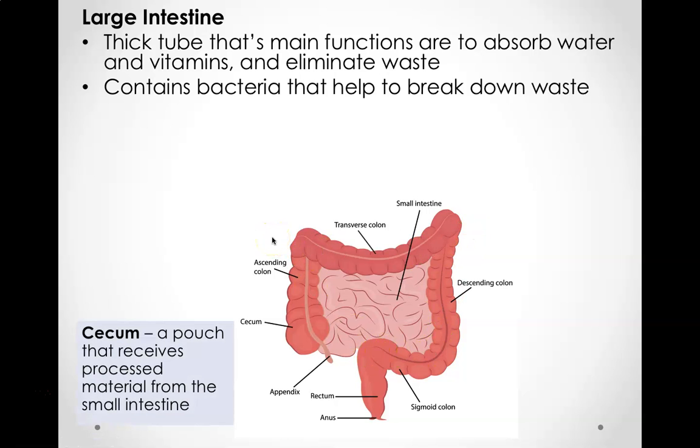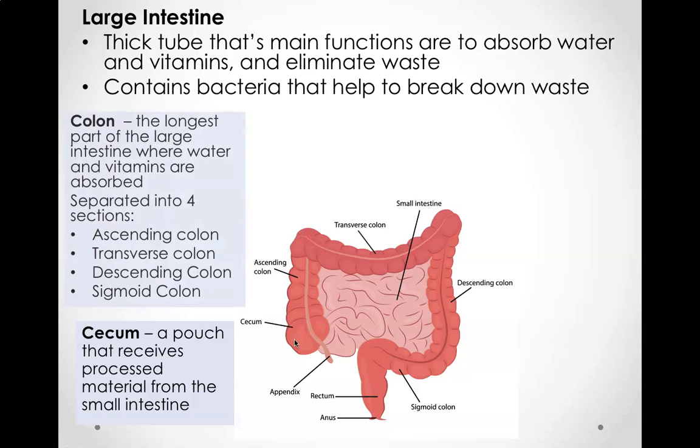So let's go over the sequence that food will travel in your large intestine. First we have the cecum, this pouch here, and that's actually the connecting point. It's kind of hard to see in this picture, but that would be the connecting point from the ileum of the small intestine. It comes into here. So this is like a pouch that receives all of the material from the small intestine. And then we have the colon, which is the longest part of the large intestine, and this is where most of the water and vitamin absorption is happening.